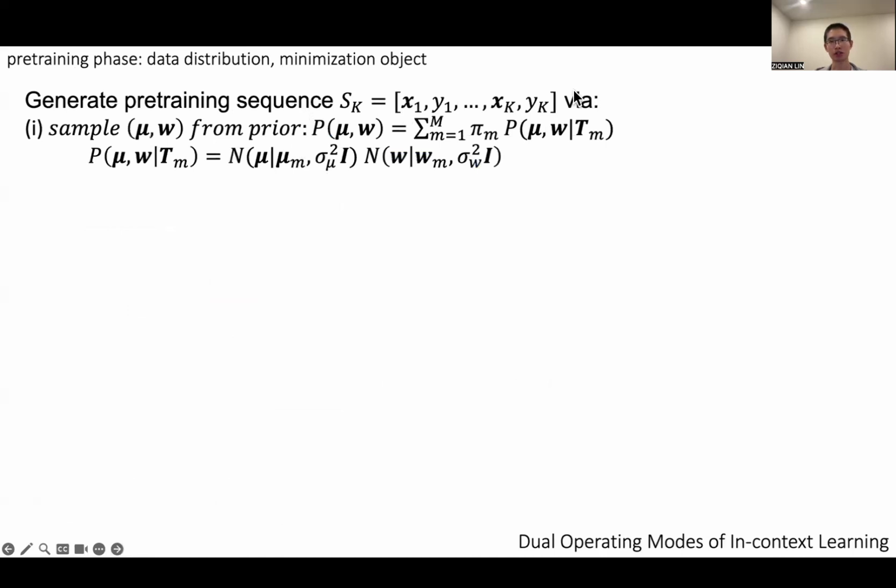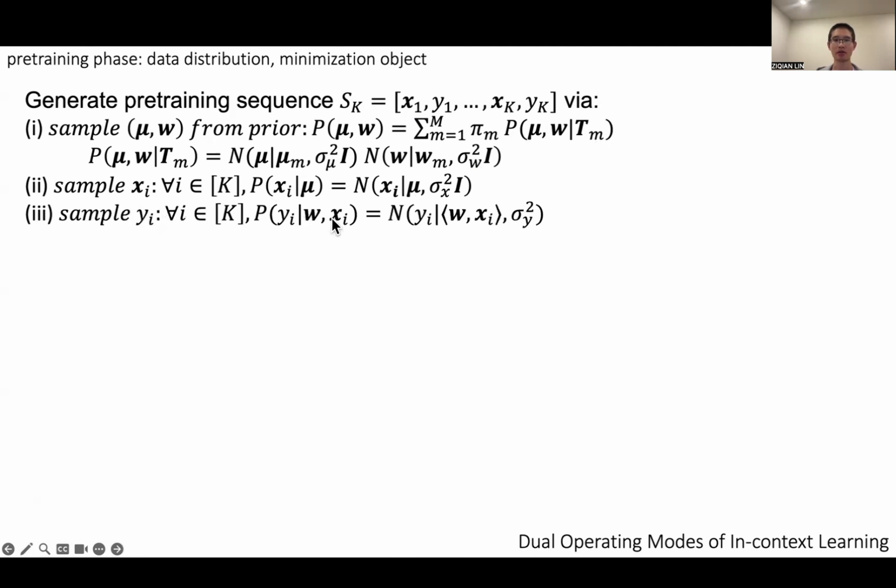And in order to generate this sequence, we first generate a task. We generate mu and w from some prior, and the prior is defined as a mixture of Gaussians. So pi_m is the mixture weight, and p(mu, w) conditioned on the m-th component is a Gaussian. And then we sample x_i following a Gaussian with center mu. And we sample y_i following a Gaussian with center w multiplied by x_i.